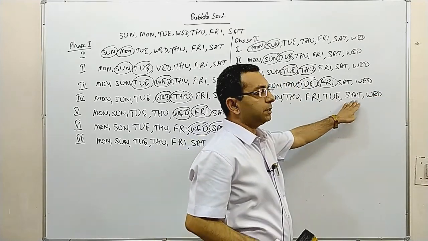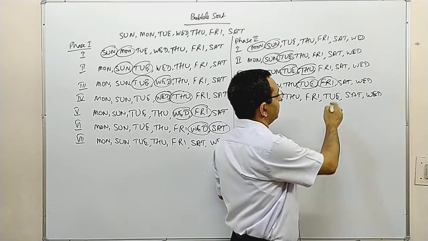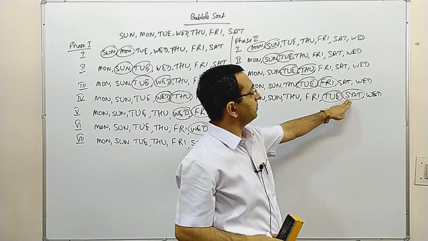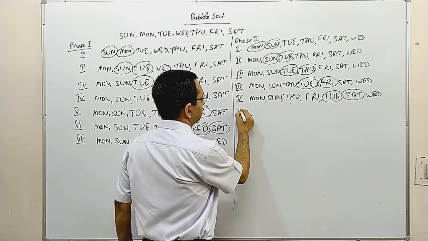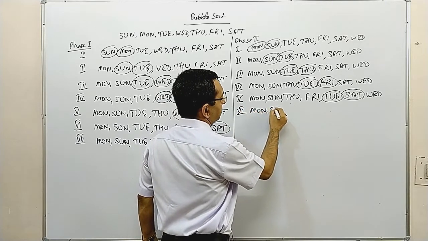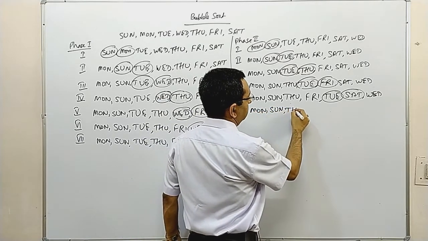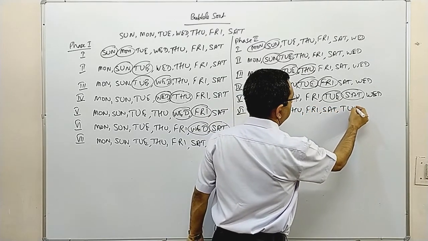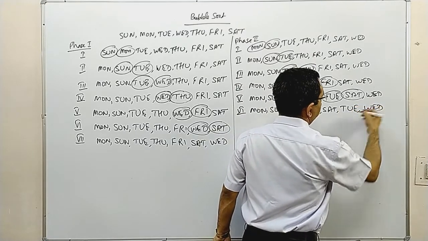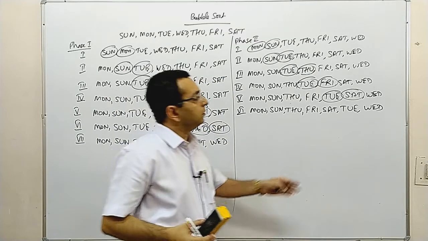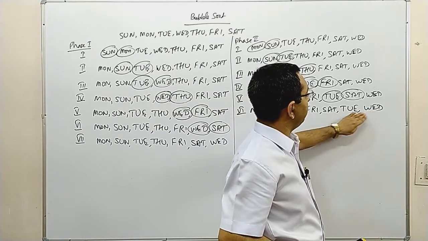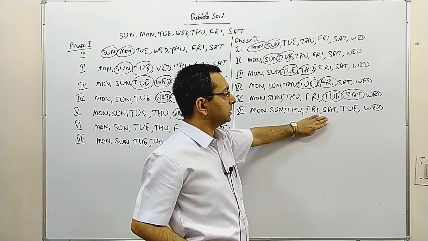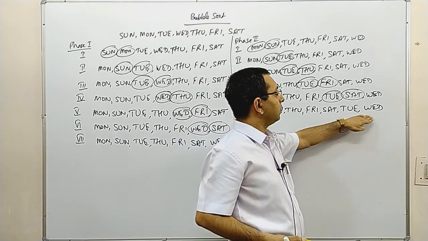Now Tuesday will be compared with Saturday. Of course, it should be compared, and T comes later in the comparison with Saturday. So: Monday, Sunday, Thursday, Friday, Saturday, Tuesday, Wednesday. Now Tuesday will be compared with Wednesday, but it is already sorted, so you have to compare the same elements, but it will not be changed.